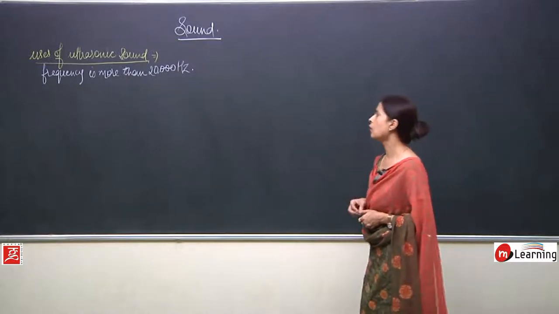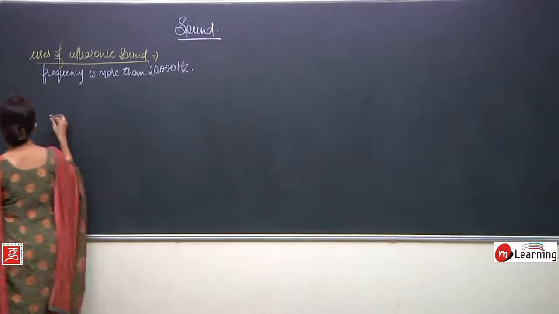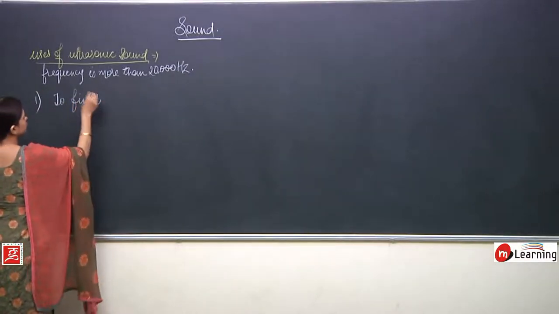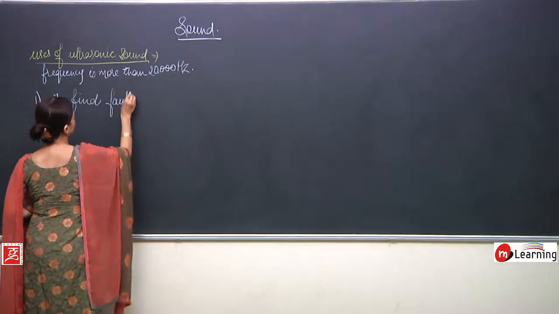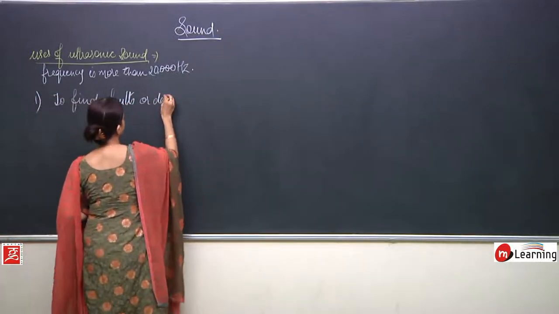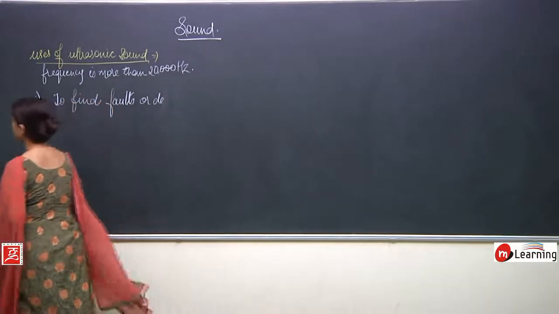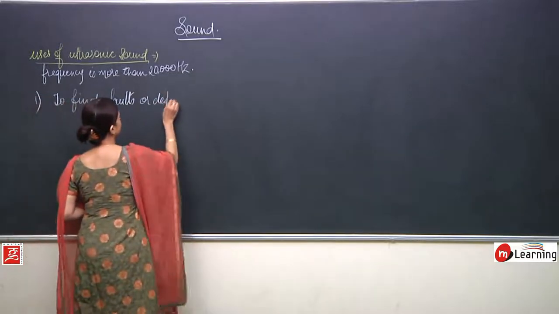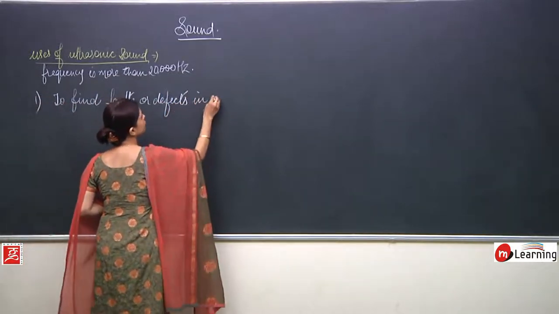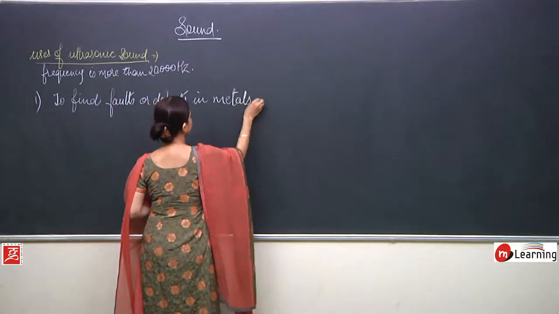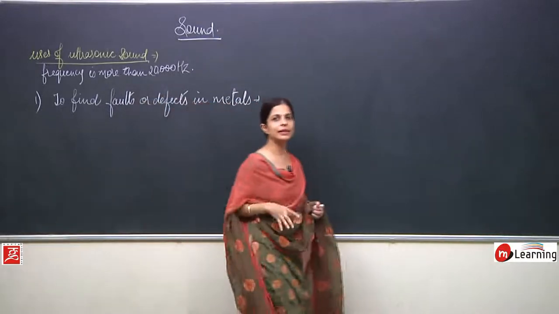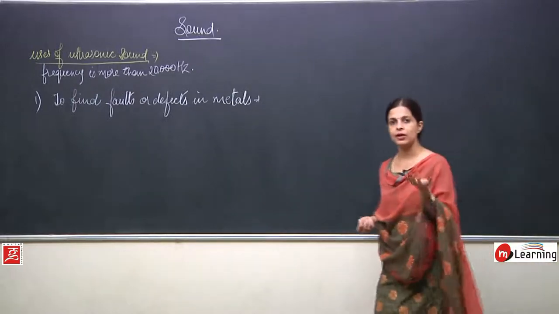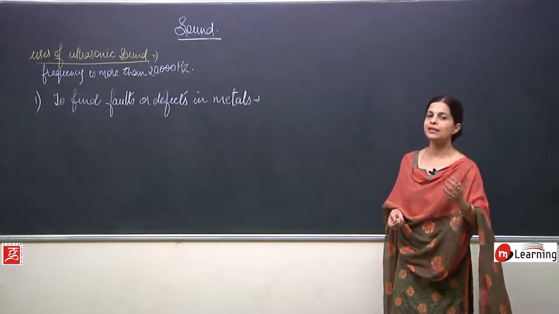So the first use of ultrasonic sound is to find faults or defects in metals. This is the first application of ultrasonic sound. What is the first use or application of ultrasonic sound? It is to find the defects in metals.